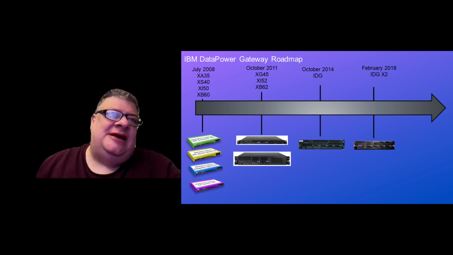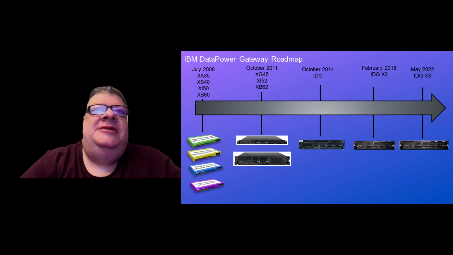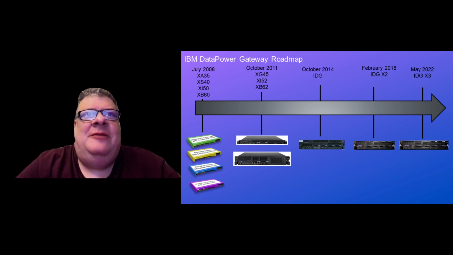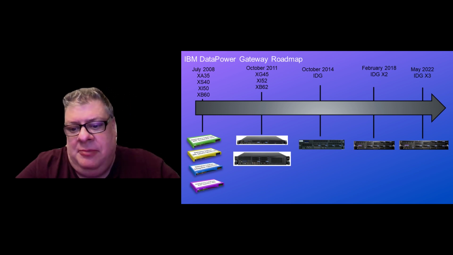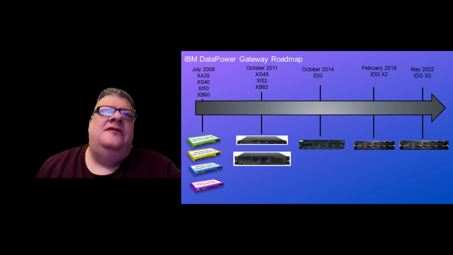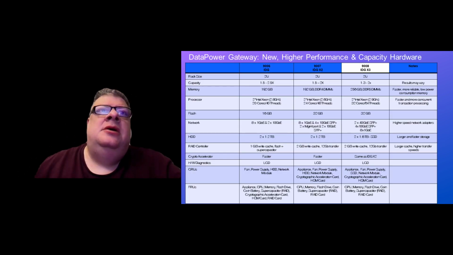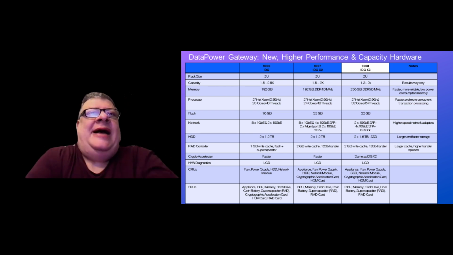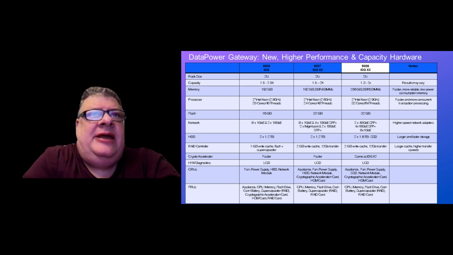We are now excited to introduce the DataPower X3. So we spent a lot of time working on that name, but the X3 is the next improvement of DataPower. Again, revolutionary, not evolutionary, being able to handle the latest in workloads, the latest in performance requirements. What does this mean?